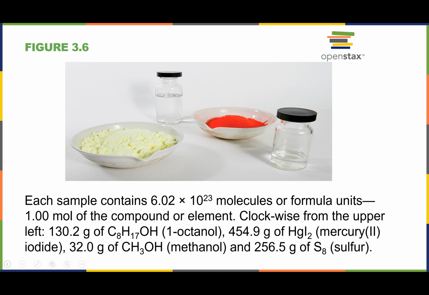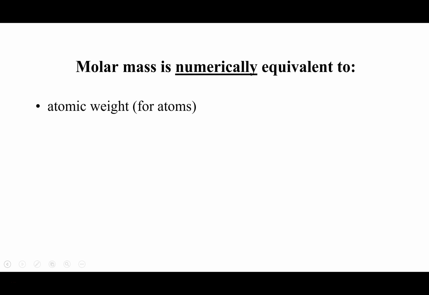So we applied it for the elements. These are some compounds. Starting up here, we have 1-octanol, and here this is mercury(II) iodide, the pretty orange powder. This is methanol, and this is sulfur. Not just any sulfur, this is sulfur with a repeating unit of 8 sulfur atoms. In each one of these containers is 1 mole of those molecules. So there must be a molar mass to get to molecules and compounds.